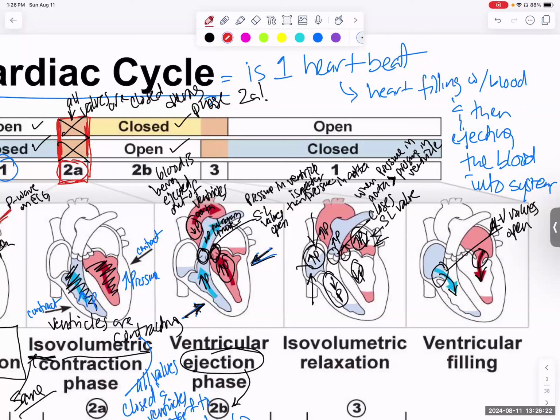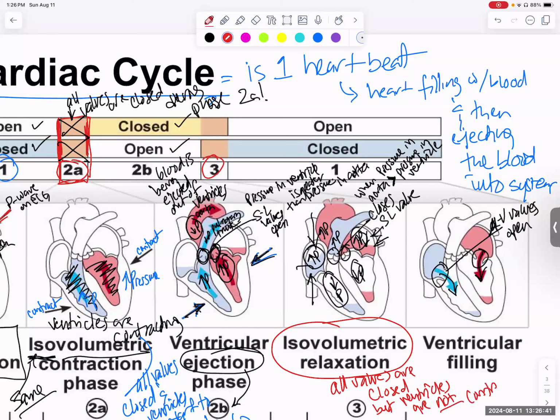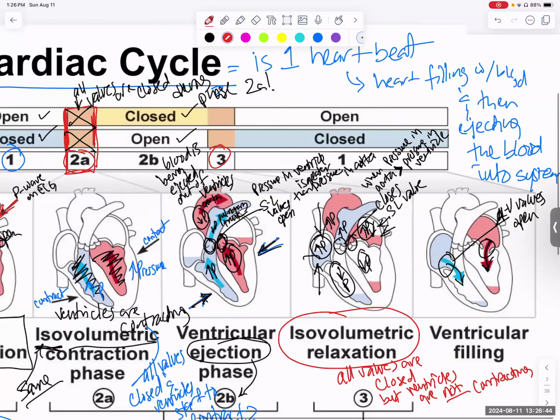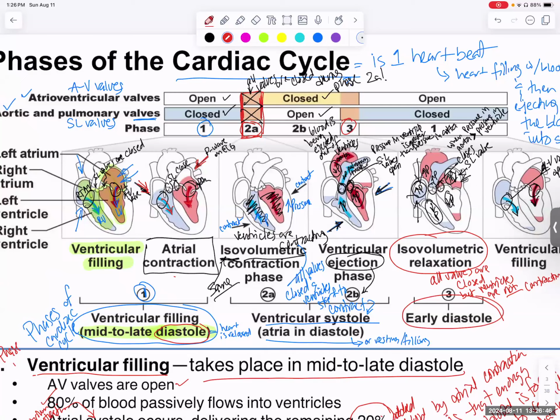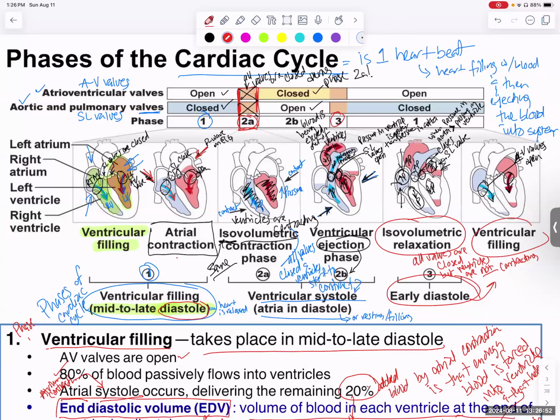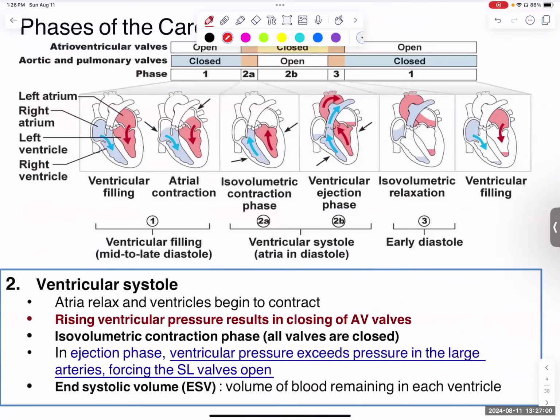So phase 3 is isovolumetric relaxation. All valves are closed, but ventricles are not contracting. And so that is early diastole, right? Not contracting. And then you start ventricular filling again, and we'll start another cardiac cycle. So this is what the phases of the cardiac cycle are.